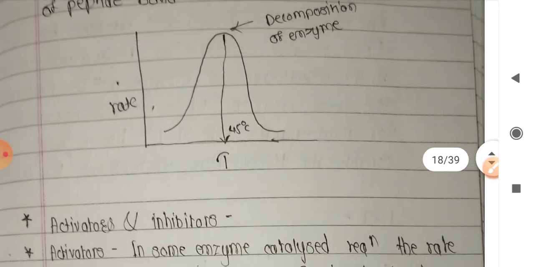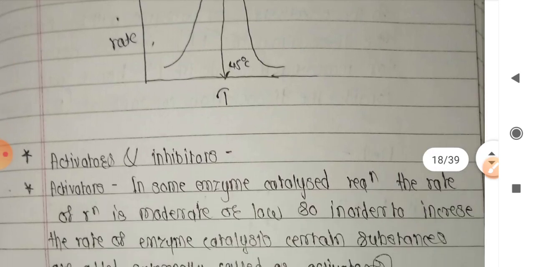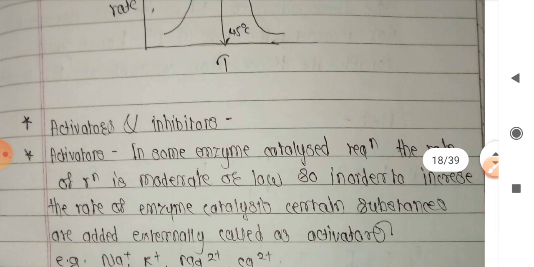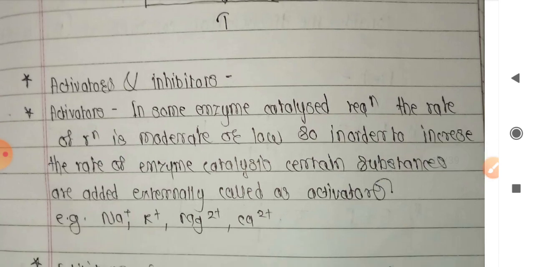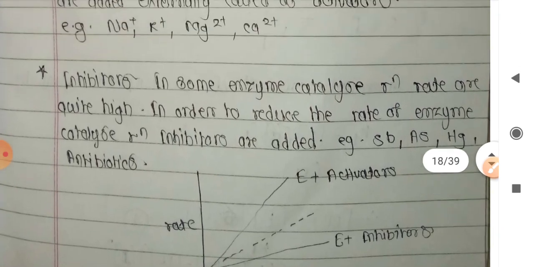So this is all about the effect of substrate, that is enzyme catalysis, the Michaelis-Menten equation, then the effect of pH and the effect of temperature. Now we are left with activators and inhibitors for enzyme catalysis, and the non-competitive, competitive and uncompetitive mechanisms of enzyme inhibition. We'll see this in the next lecture.